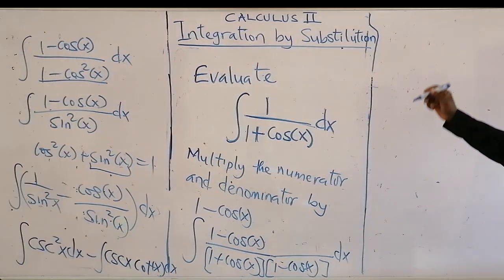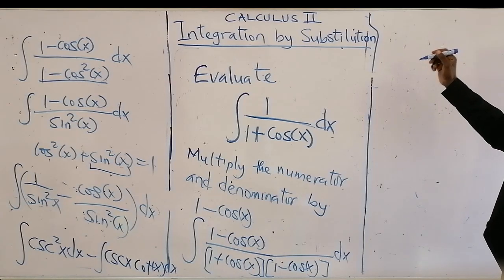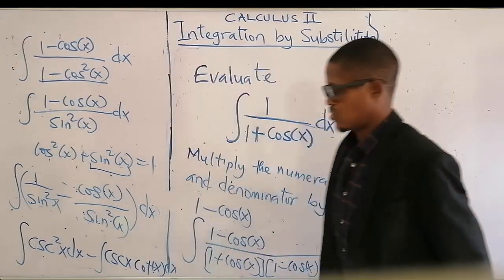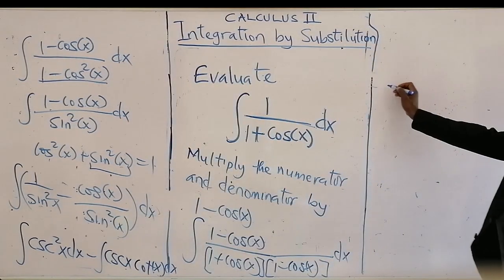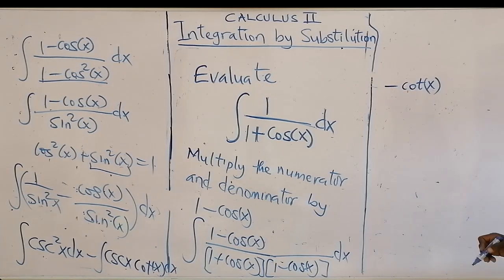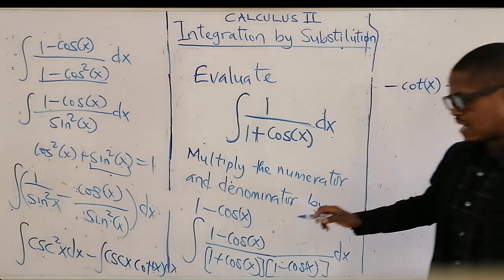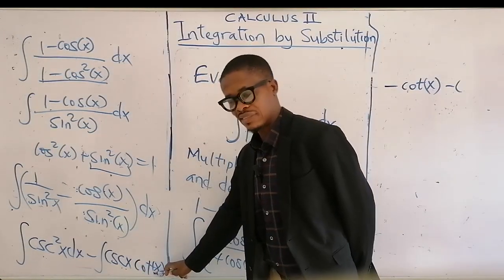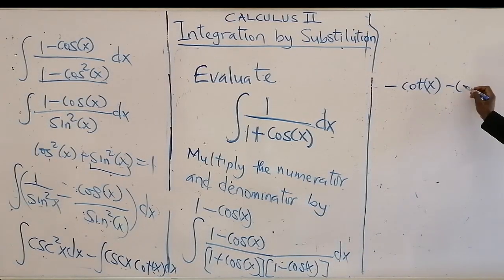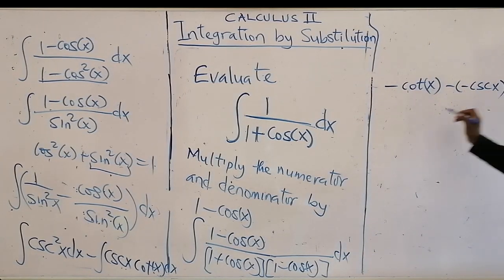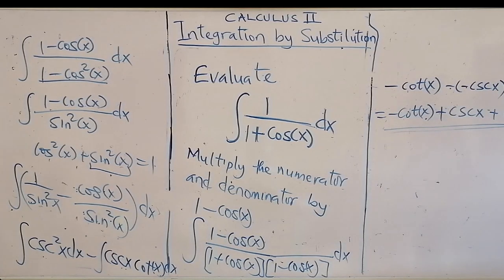Then we now have the integral of cosec squared x, that's minus cot x. Then minus the integral of cosec times cot, that will give us minus cosec x, so plus C. So the final answer is so that's that on that question.